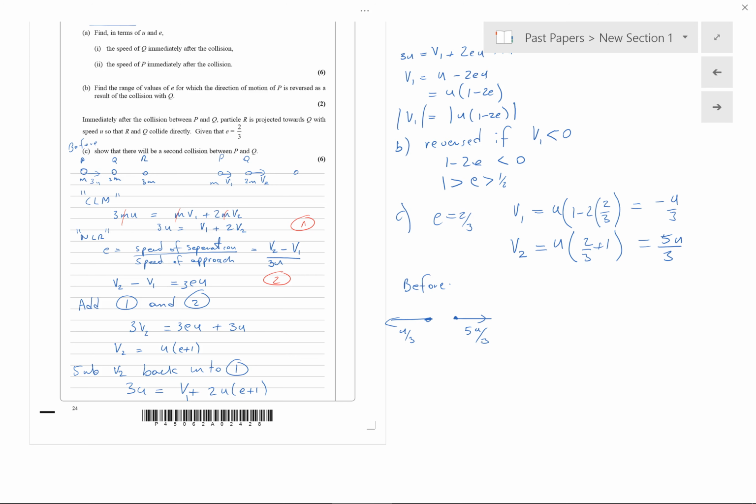Now, let's make sure we label everything properly, because otherwise we don't know what's going on. But we're told that R is projected towards it with speed U. Okay, so that's the before situation. Now afterwards, we know that this is moving with speed U over 3.